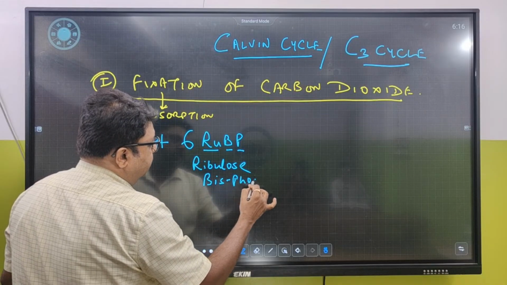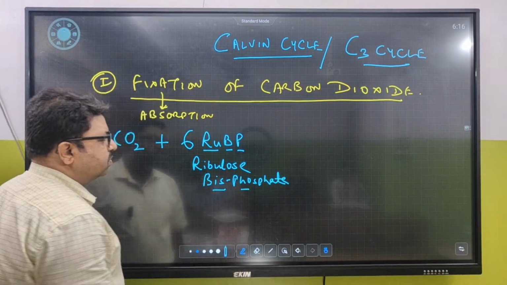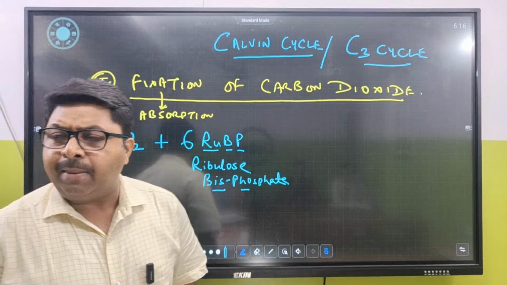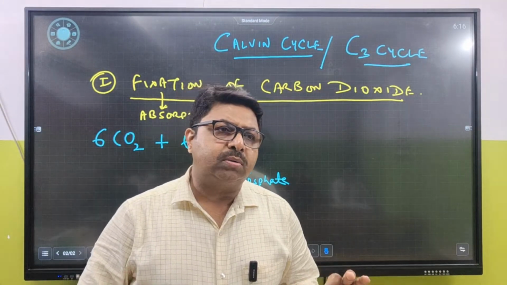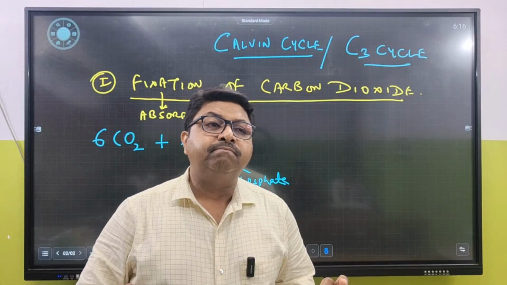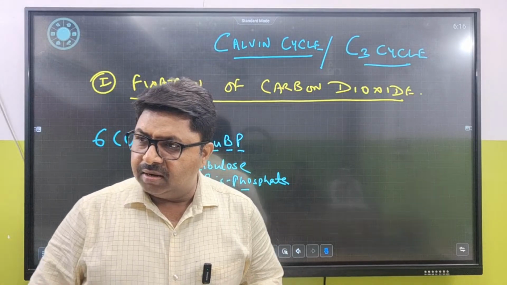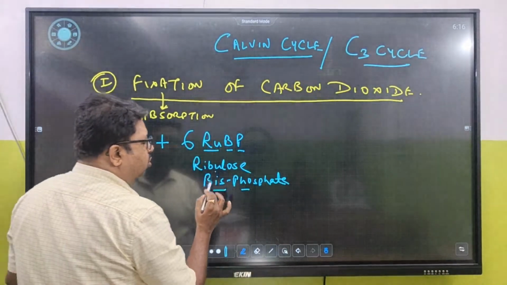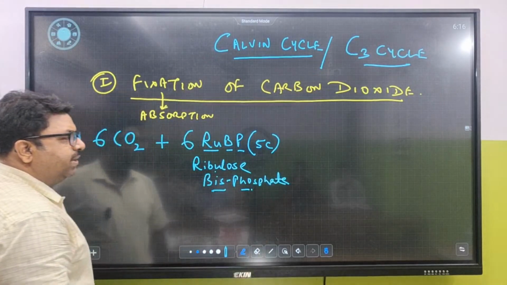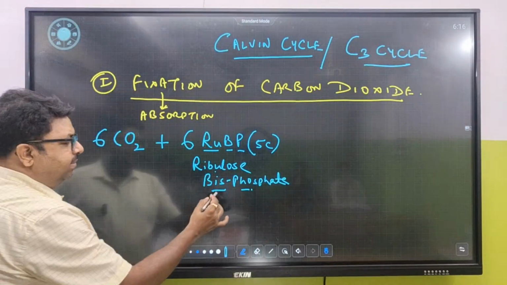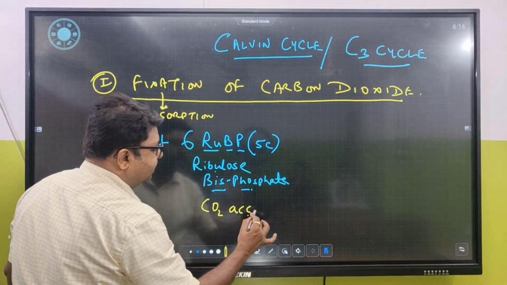If you remember in the chapter called biomolecules, in the live class where I talked about carbohydrates, I think I talked about ribulose. What is ribulose? Ribulose is a pentose sugar. Now, ribulose bisphosphate is a 5 carbon compound. How many carbon are there? 5 carbon compound. And this 5 carbon compound ribulose bisphosphate acts as the carbon dioxide acceptor.